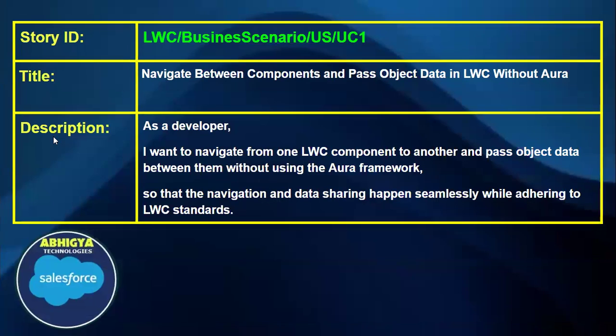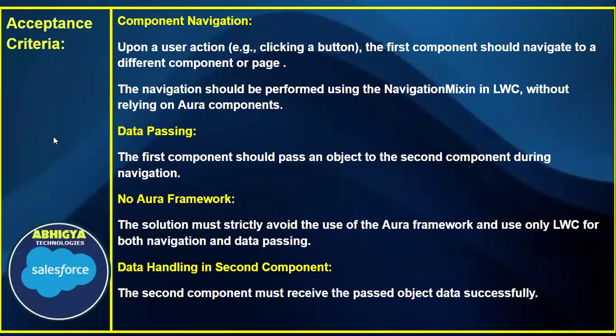So how are we going to implement this use case? Let's see step by step. As per the acceptance criteria, when we click on the button, only then do we navigate from component A to component B page. And here we have to use navigation mixin. We have to navigate from one component to another component. The main aim is not to use the Aura framework. We have to use only LWC. Without using the Aura component, we are navigating from one component to another component. Let's see how we are going to develop it step by step.